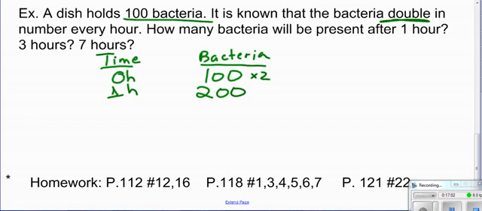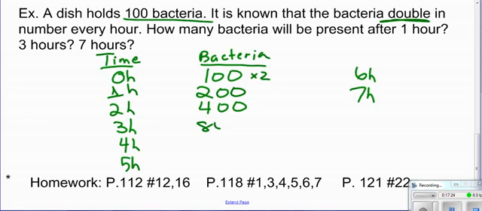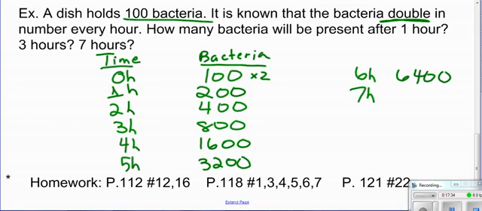We want to know how many will be present after 1 hour, 3 hours and 7 hours. So we're going to keep going. We're going to go 2 hours, 3 hours, 4 hours, 5 hours, 6 hours, 7 hours. The table's just going to have to come off to the side. So we're going to keep doubling it: 200, 400, 800, 1,600, 3,200, 6,400, 12,800.